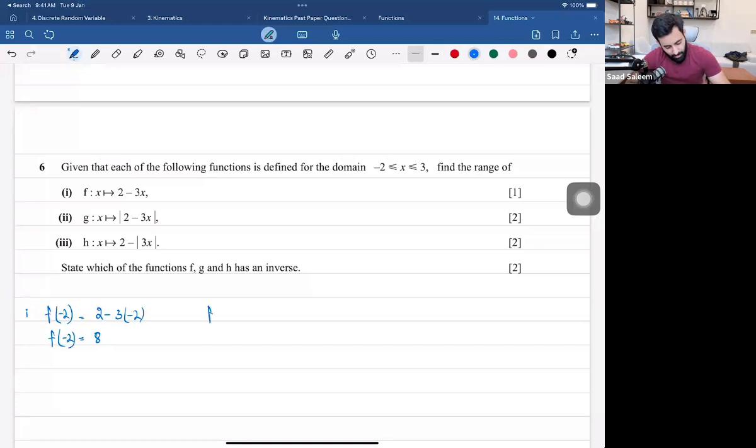Okay. Then let's plug in 3. So 2 minus 3 into 3. 3 times 3 is 9. 2 minus 9 is -7. Okay, so we don't have to worry about the function turning or anything of that sort. So that means we can give the range quite simply and write it as less than or equal to 8, greater than or equal to -7. Okay, any questions so far?